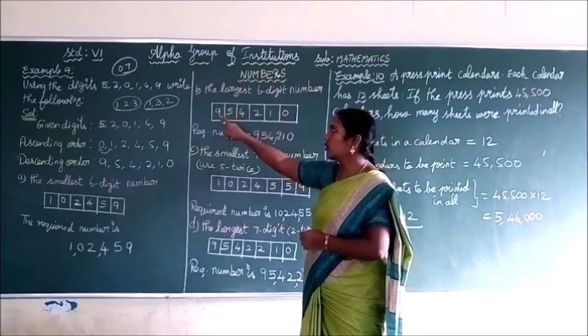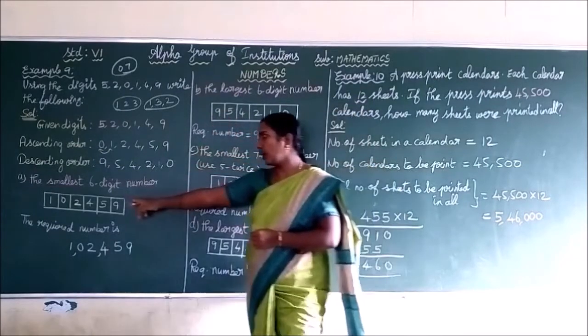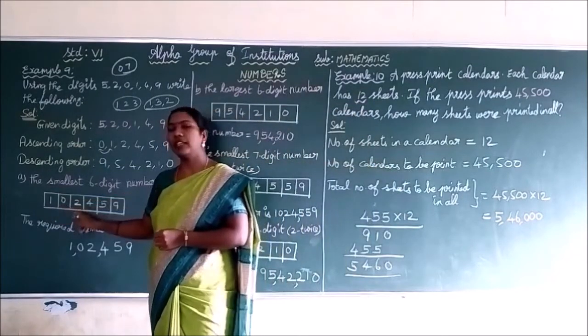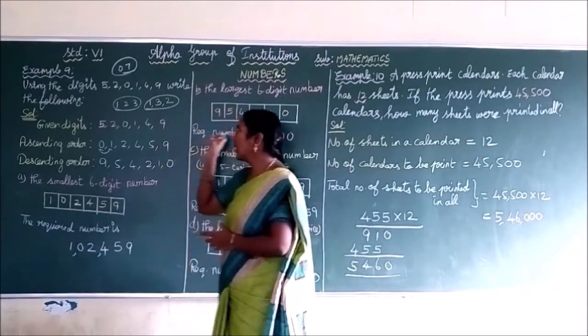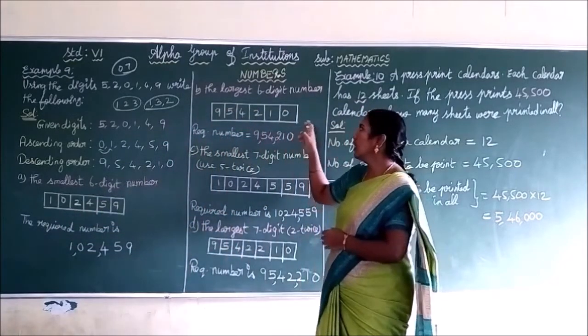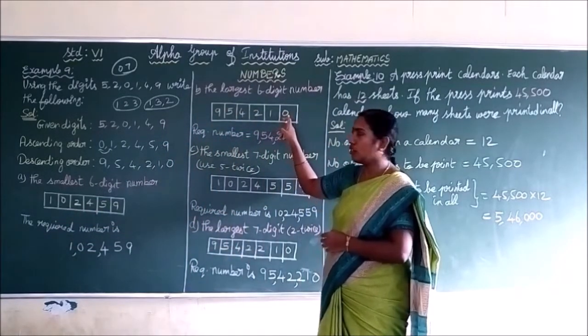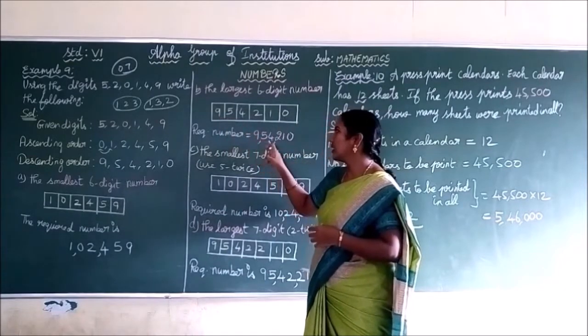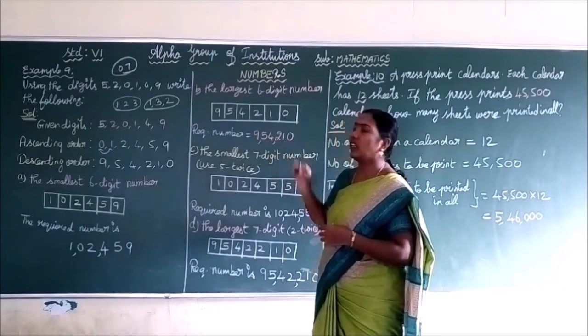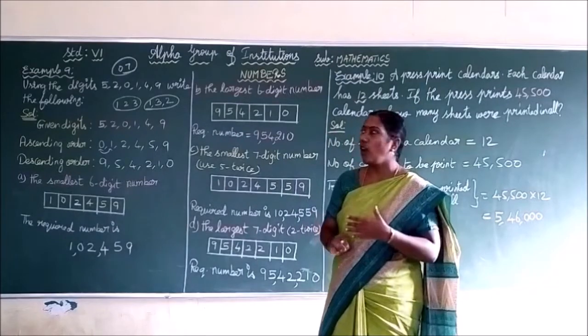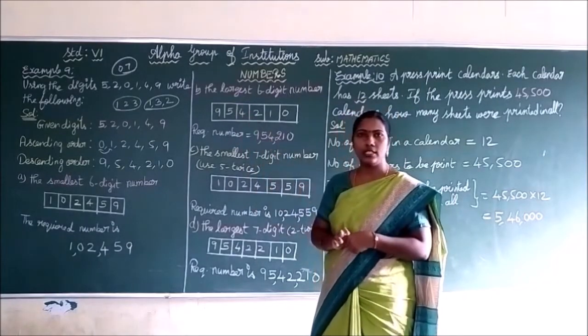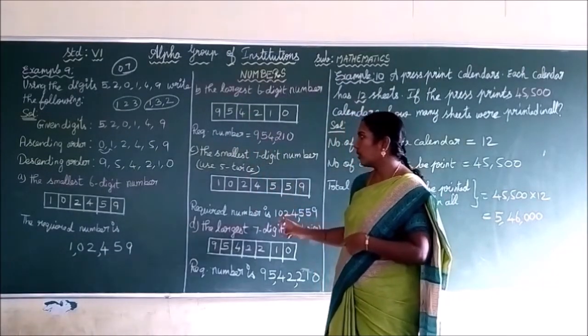The first number should not be 0 because if you write 0 here, this number becomes a 5-digit number. Here it has the value. So here we can write the 0 in the last division. So the answer is 9,54,210, the largest 6-digit number formed by the given digits. It's clear, children. Let us move to the next one.